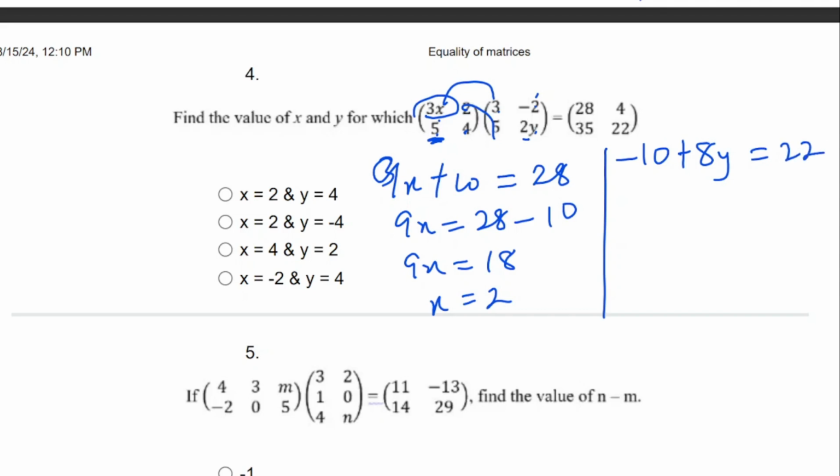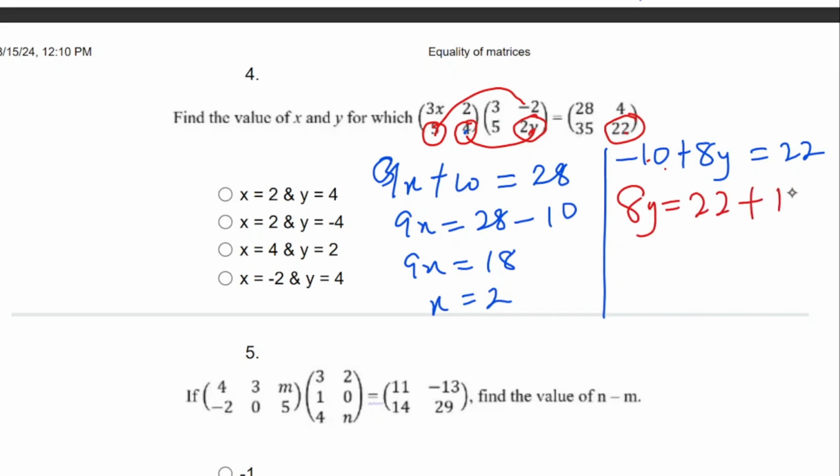Let me explain this aspect again so that you can understand what I'm trying to say here. I want to make use of this and this. For me to get the last one, I'm using this to multiply the last. So this times this, minus 10, then this times this. That gives me the last column, second row, second column. So that's why I have 8y equals 22 plus 10.